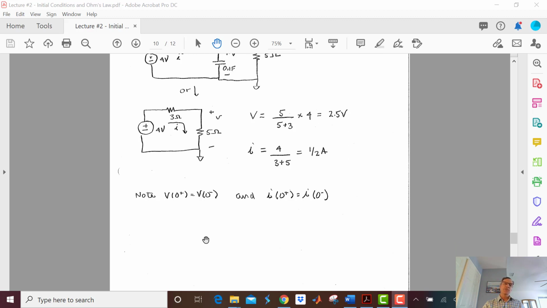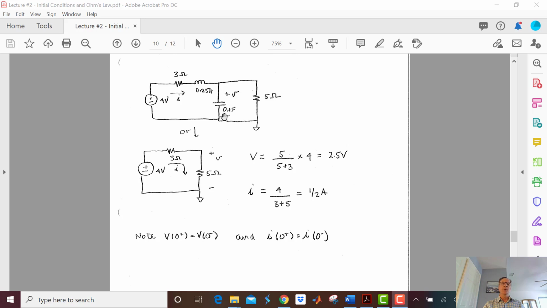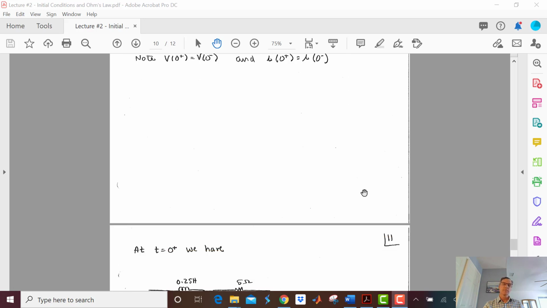And we remember that V of 0 plus for the capacitor, right here, is going to be equal to V at 0 minus. And also, I at 0 plus is equal to I of 0 minus. I can't see that here, but I can see it here, and that's why I usually like to leave these in. So these are just 2 of our rules that are going to help us.